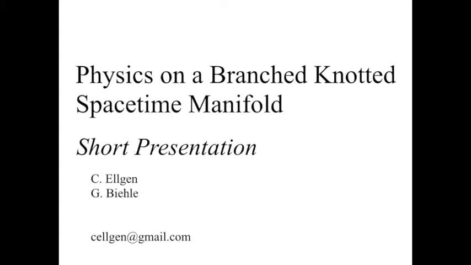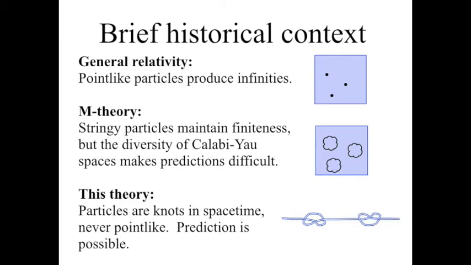In this theory, we're trying to address a long-standing problem. When we combine the assumptions of general relativity with the assumptions of quantum mechanics, we find that point-like particles produce unfortunate infinities. In M theory or string theory, we can modify the assumptions by no longer assuming point-like particles, but we find that the diverse number of ways of making a string theory can produce so many different theories that it is unclear which assumptions are the correct ones, and as a consequence, predictions are difficult.